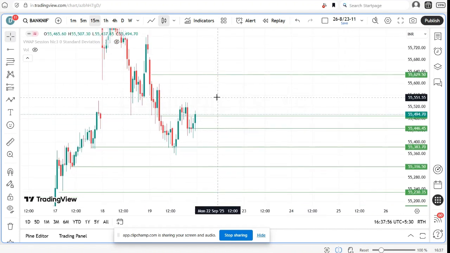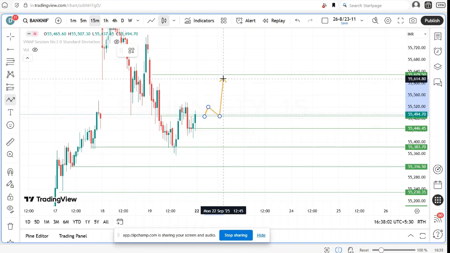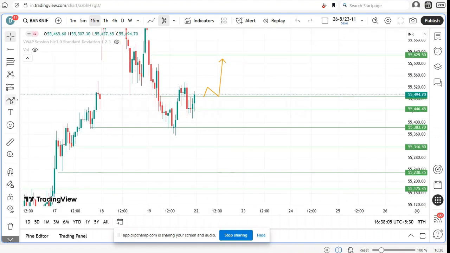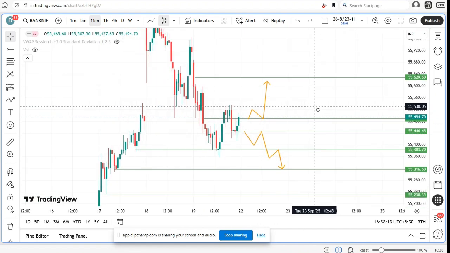Support and resistances have been modified. What we have to do next is look for buying opportunities above this level and look for shorting opportunities below this level in this manner. So what I'm sensing is there are very high chances.